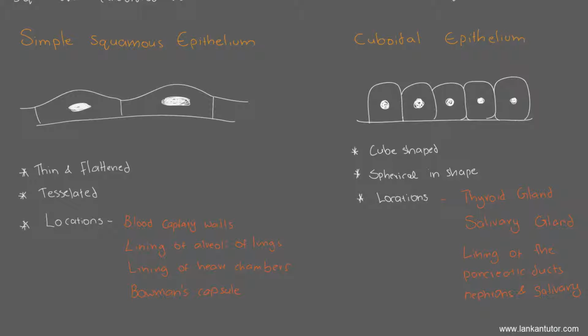Now remember, when they say parts of the nephron, this does not include the Bowman's capsule, which is lined by squamous epithelium.